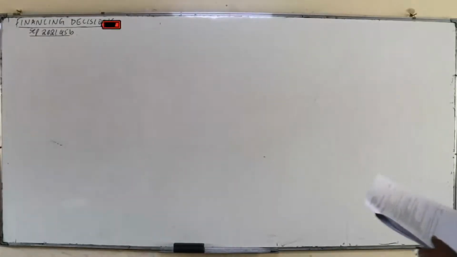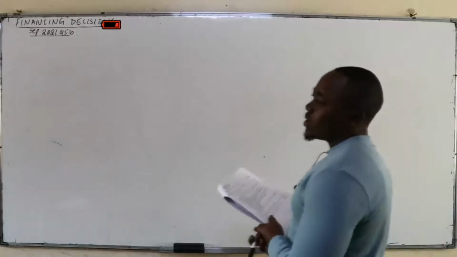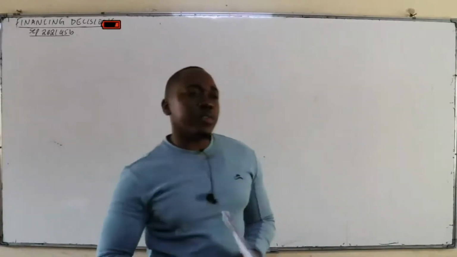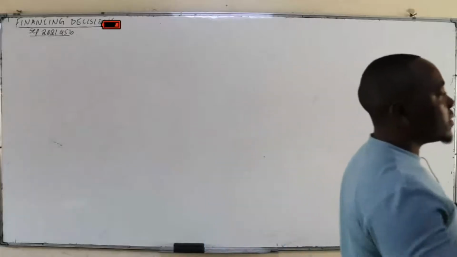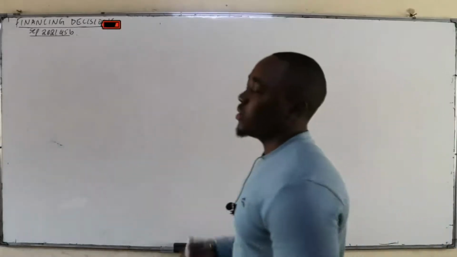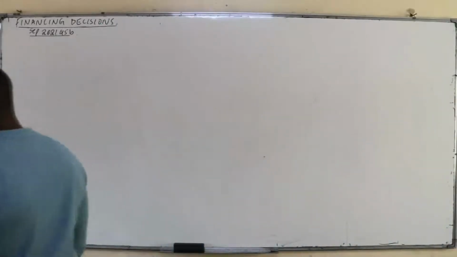Number two, sunk cost and opportunity cost. Now, sunk cost is what we call historical cost, cost already incurred. So sunk cost is the same as historical cost or cost already incurred. Then we have opportunity cost. Now, opportunity cost is the benefit foregone. So opportunity cost is the benefit foregone.